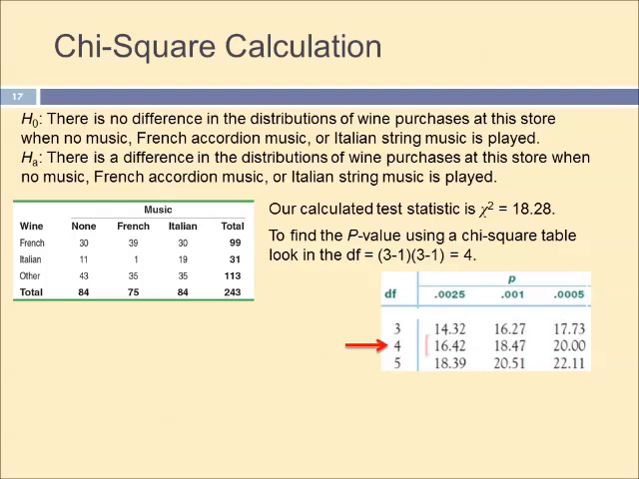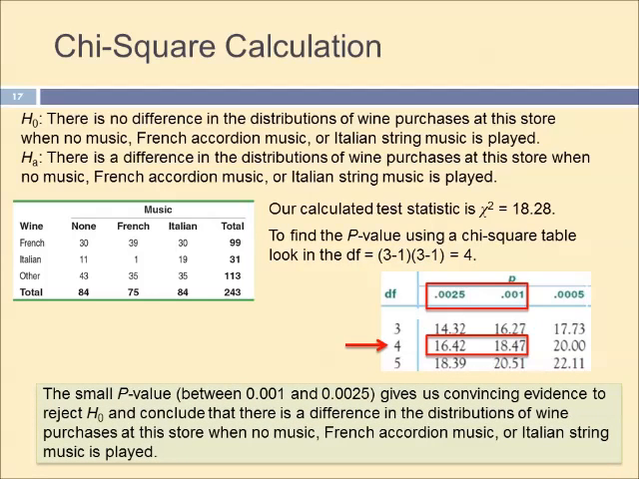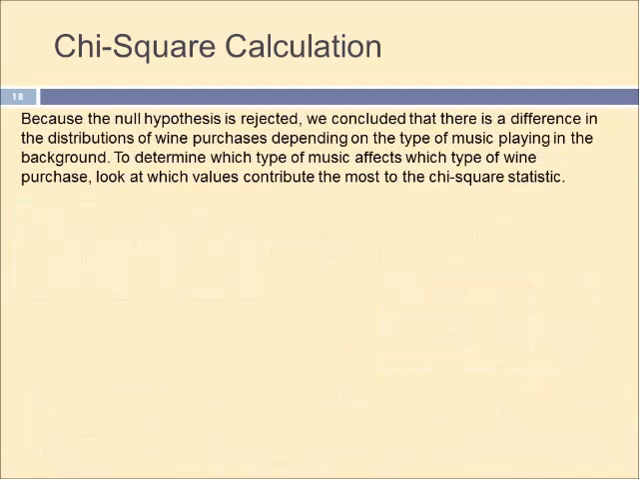We locate the row with 4 degrees of freedom, and then the chi-square value is between the values 16.42 and 18.47. So we say this is a small p-value. It's less than 0.0025. This gives us convincing evidence to reject the null hypothesis and conclude that there is a difference in the distributions of wine purchases at this store depending on the type of music that's being played. So because the null hypothesis was rejected, we conclude that there is a difference in the distributions.